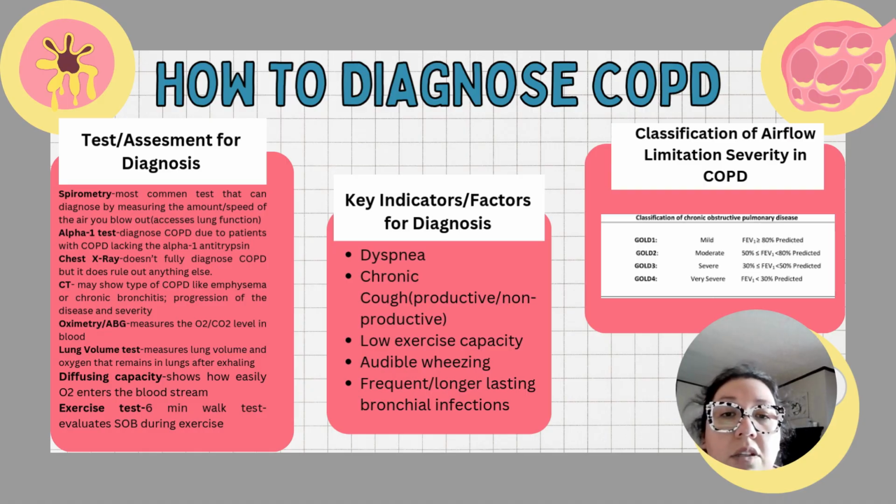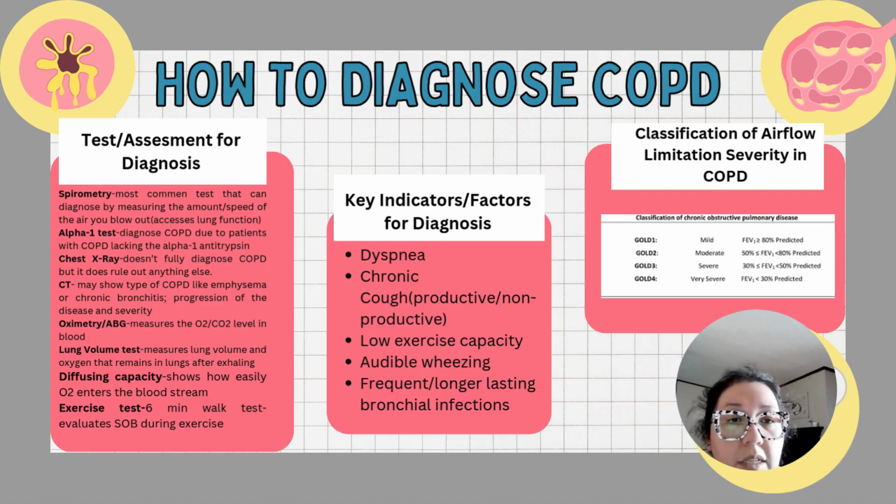Key indicators and factors for diagnosis include dyspnea, chronic cough, productive or non-productive, low exercise capacity, audible wheezes, frequent longer-lasting bronchial infections. COPD patients tend to have obviously weakened immune systems, weakened lungs, damaged lungs, so therefore they are prone to more lung infections and constant ones.